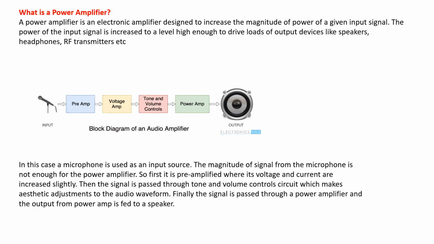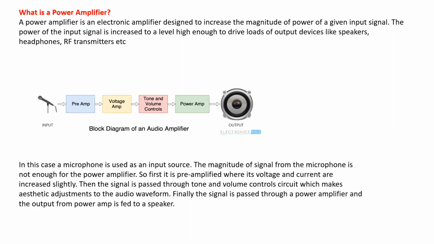A power amplifier is an electronic amplifier, and it is used to increase the magnitude of power of a given input signal. The power of the input signal is increased to a very high level, and that is utilized to drive the loads of the output devices like speakers, headphones, and RF transmitters, etc.